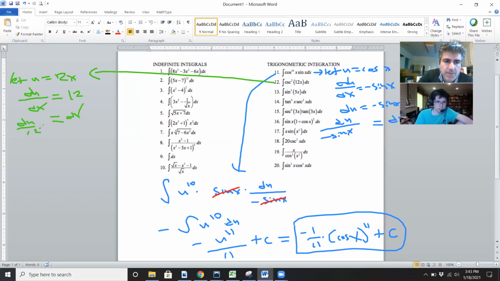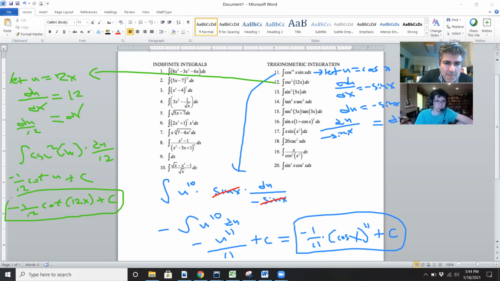Anyway, so now I know what dx is. So I'm integrating cosecant squared of u times du over 12. And the antiderivative of that is going to be negative cotangent u. Actually, it's 1/12, so I should put the 1/12 to the left, and it's negative. Plus c, or negative 1/12 cot 12x. There you go.